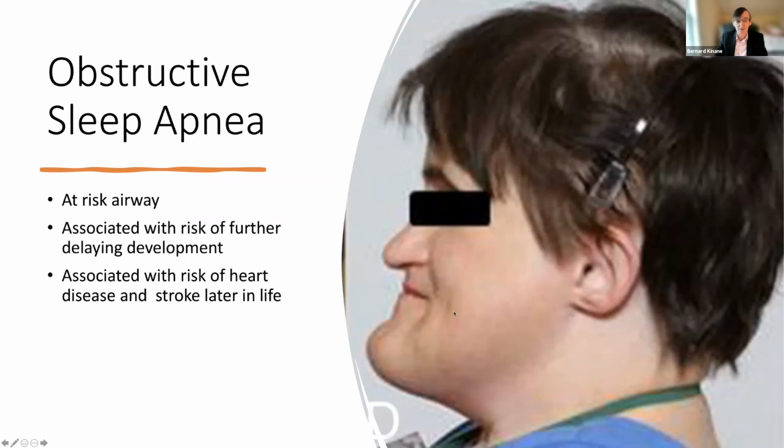Now, this is very, very important to recognize. Children with Myhre syndrome are very likely, because of the small airway, to have obstructive sleep apnea. It's very important to find this, because it can lead to delays in development and poor learning, and it has to be corrected. If left untreated, later in life there is an increased risk of heart disease and stroke. So it's very important to deal with it up front.